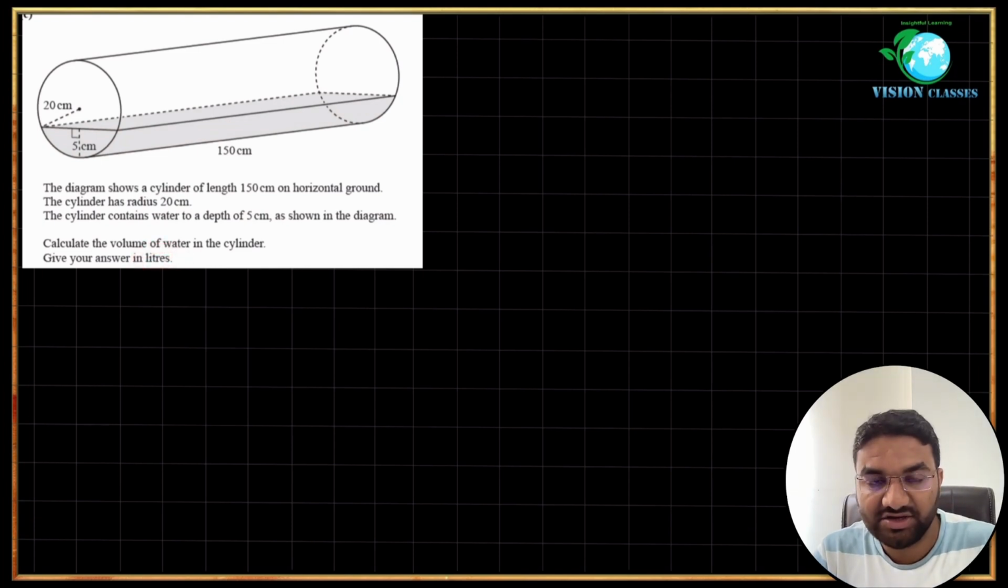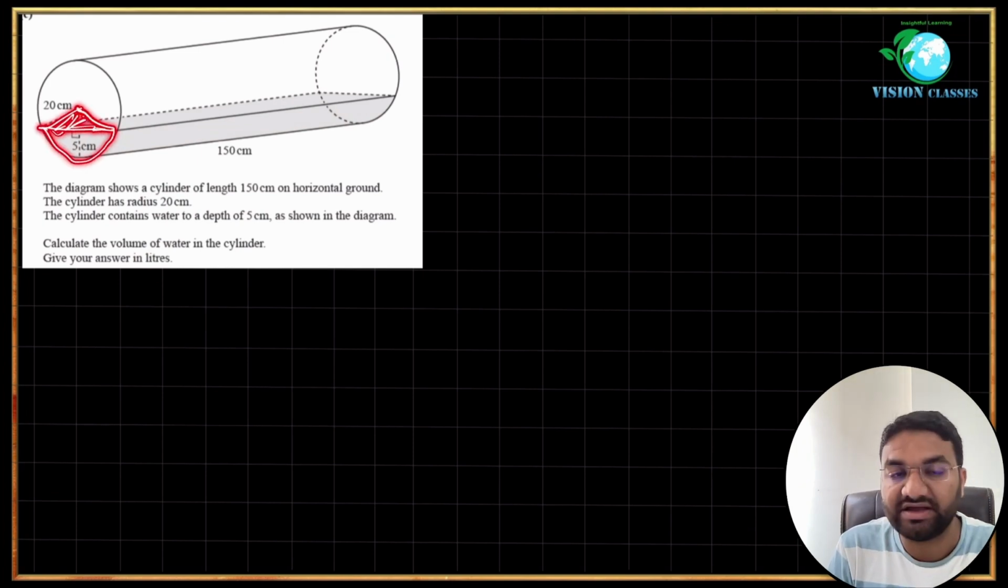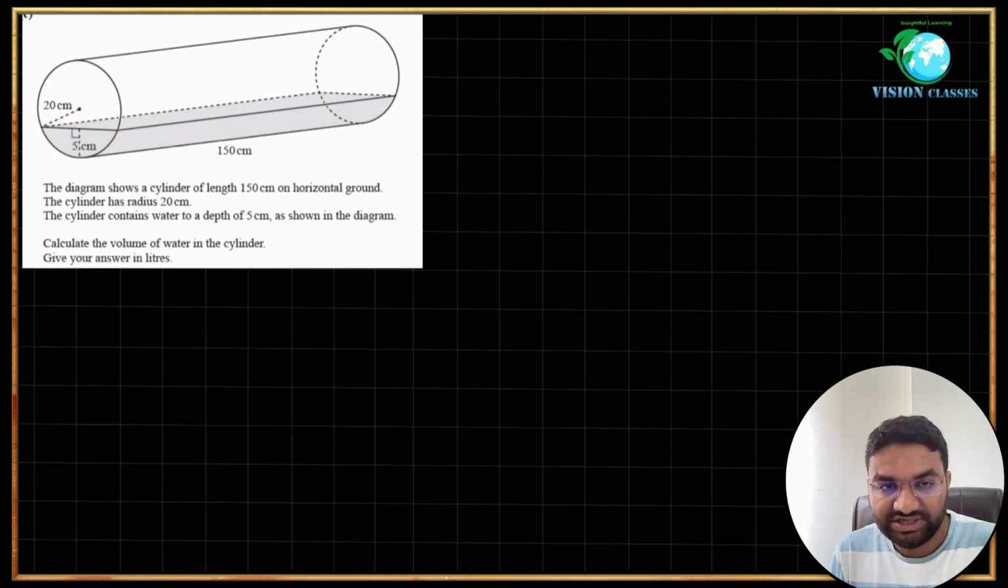To calculate the volume in liters, we have to calculate the volume in centimeter cube and divide by 1000. Firstly, we have to calculate the area of just this part. To do that, we calculate the area of this complete sector minus the area of this triangle. We will then get the area of the bottom water, the shaded region.